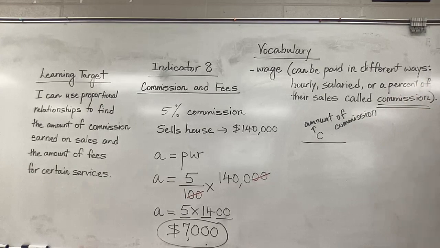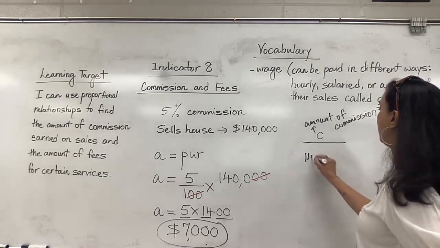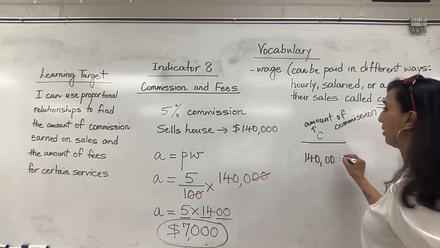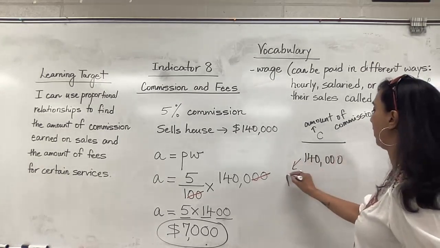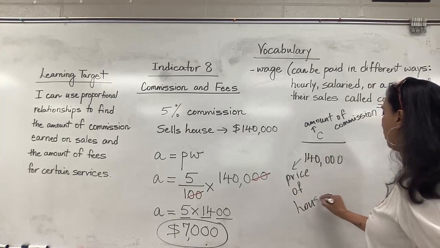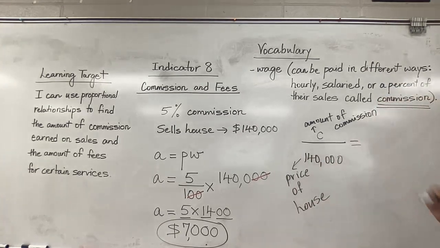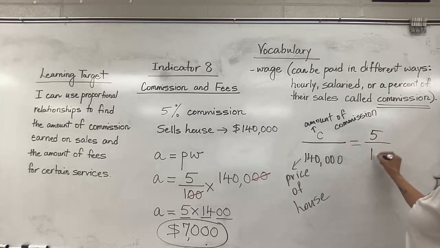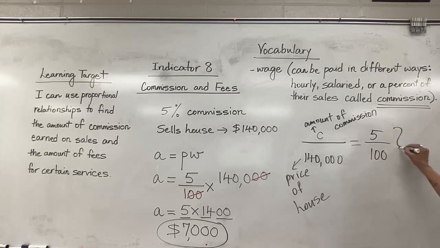Okay. Over always the original, which is my price of the house. Okay, so this is my price of the house, because that's what he gets the commission out of, is equal to the percent, which is 5 over 100. So this is my percent, goes this side to form an equivalent ratio.